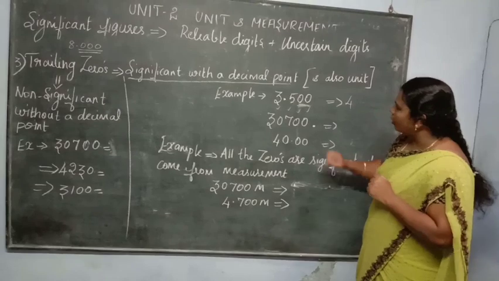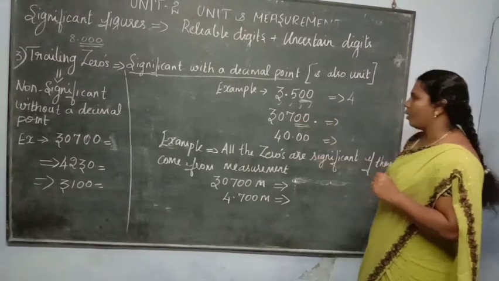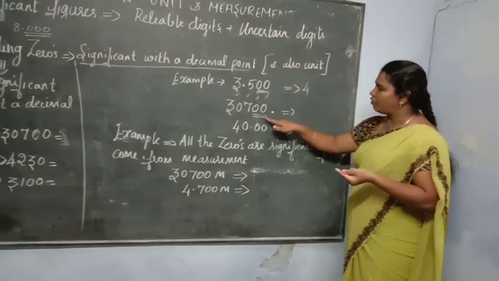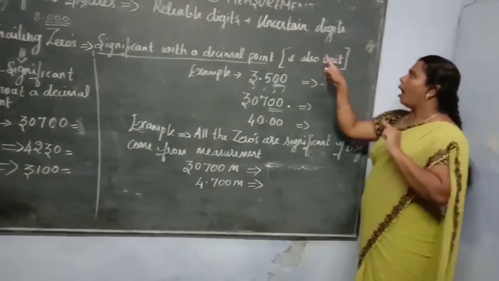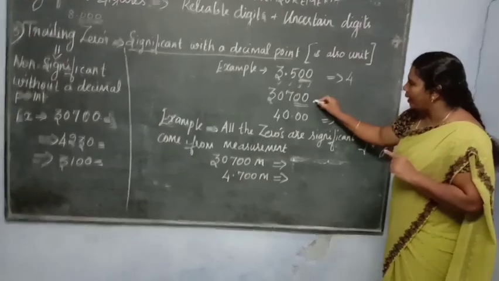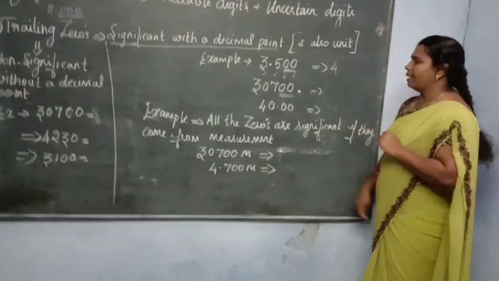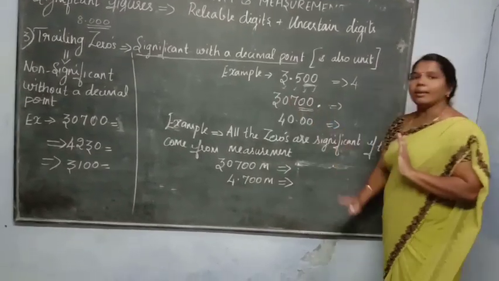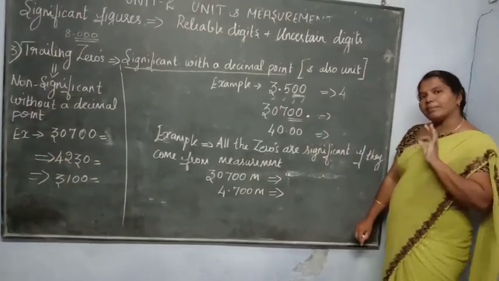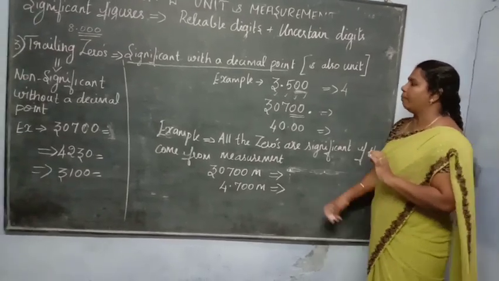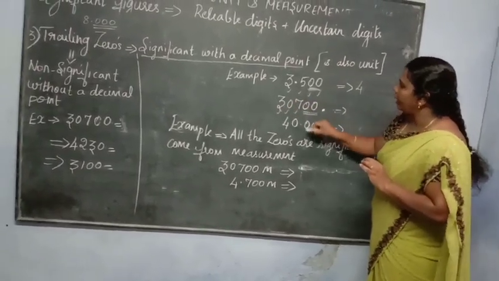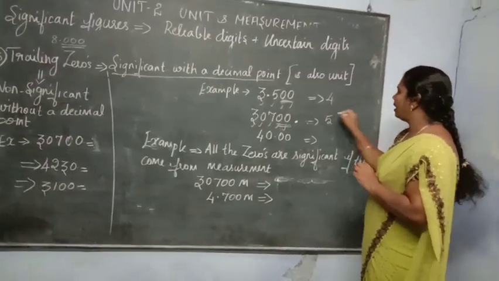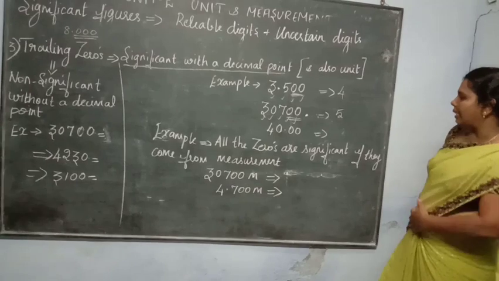Next, see here. Where are the trailing zeros? This is the trailing zeros. Then you have to verify whether it is followed by a decimal point or a unit. It is followed by a decimal point, so it is significant. So all the digits here are significant. Then you just count the number: 1, 2, 3, 4, 5. How many digits are in this? 5. Therefore, the significant digits are 5.